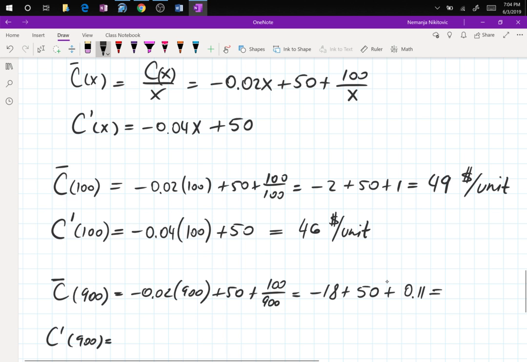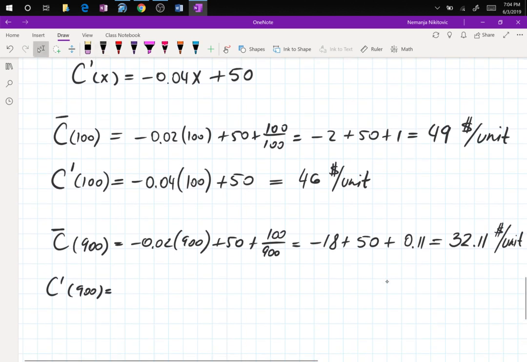So negative 18 and 50, that's 32. We have cents. It's money, right? So it's 11. So 32.11. Does that make sense? Yeah, because to produce 100 units, it was 49 cost. Remember, you are not buying a new machine. It's the same machine that you already paid for. So you produced 9 times more, and the cost went down per unit to 32.11.